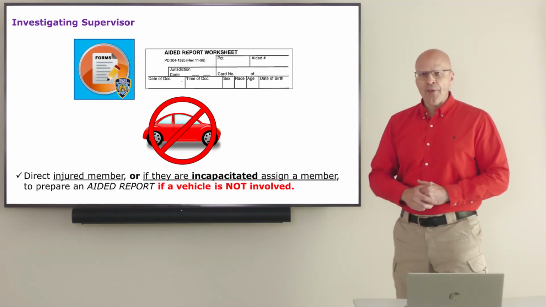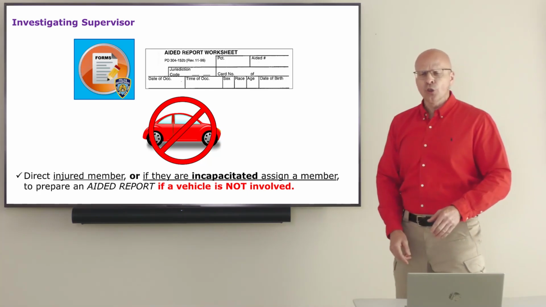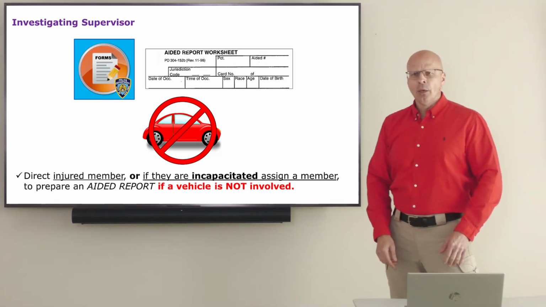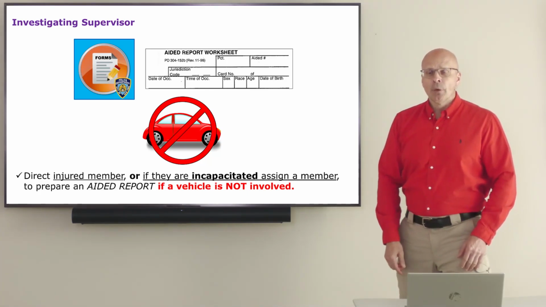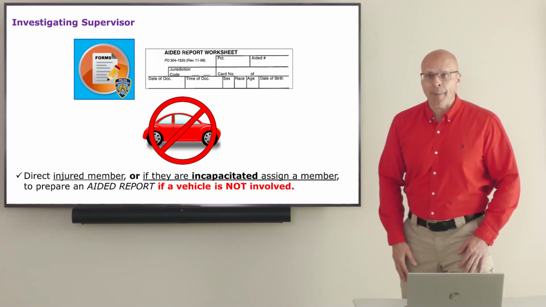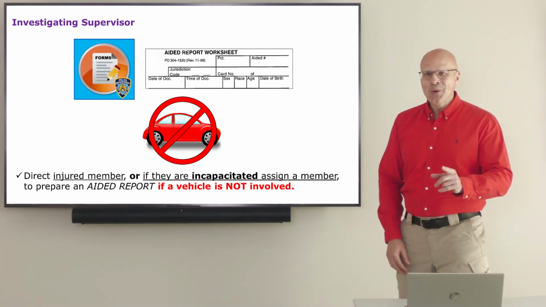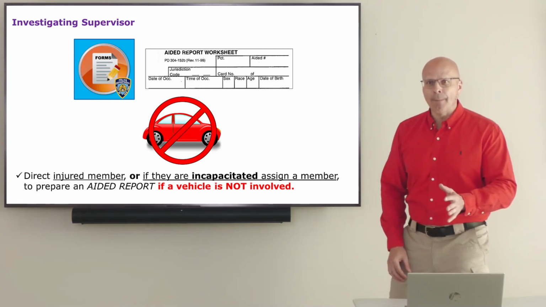But if no vehicle is involved, an officer is walking across the street, he trips and falls and sprains his ankle on the curb. He tripped on the curb. No vehicles involved. Well, now an 80 report has got to be prepared. Makes sense. An 80 report. But who prepares the 80 report?